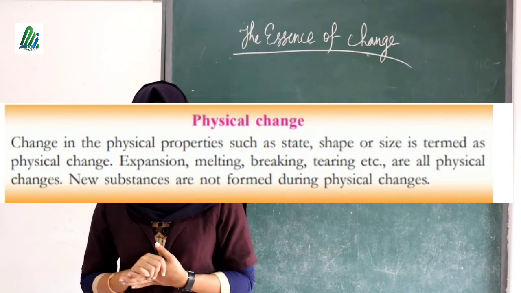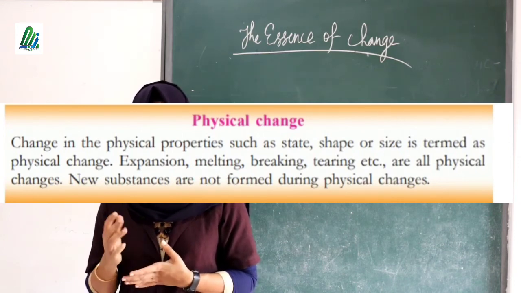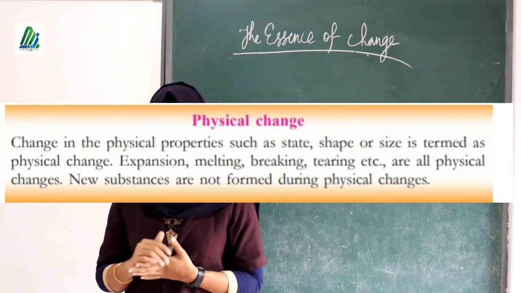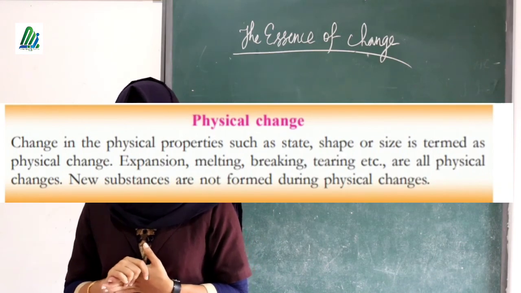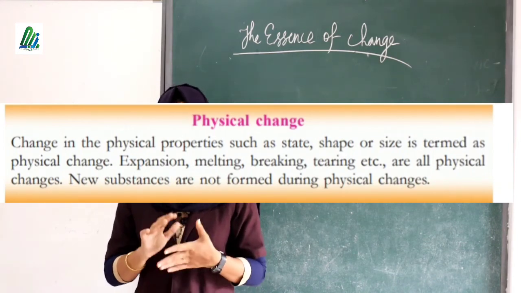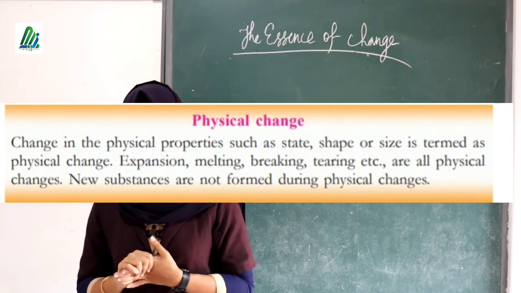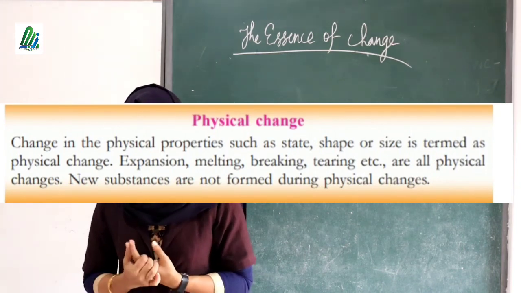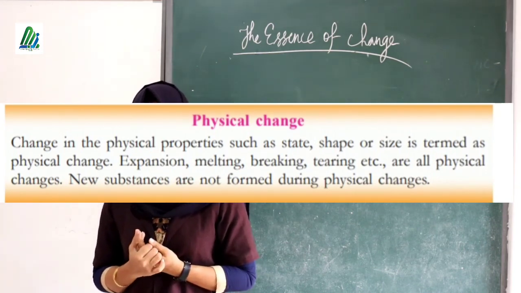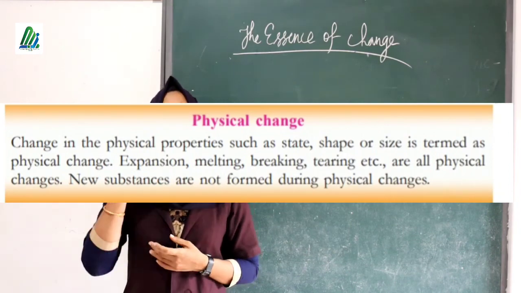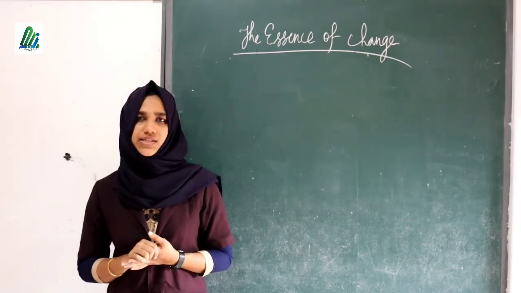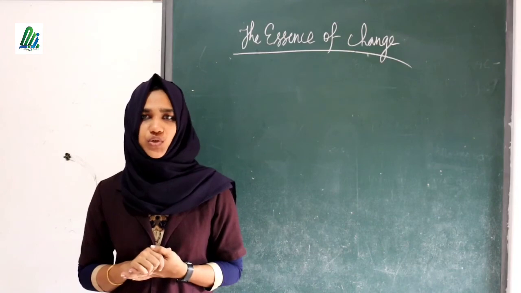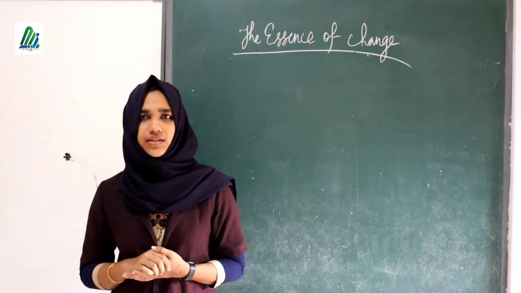Expansion, melting, breaking, tearing, etc. are all physical changes. While physical changes occur, no new substance is formed. So this is the definition of physical change. Is it clear? Then can you give some examples of physical change? Heating wax, tearing paper, etc. So that is about today's class. From this section we have studied physical change and its examples also. I think all of you got it clear. Thank you.